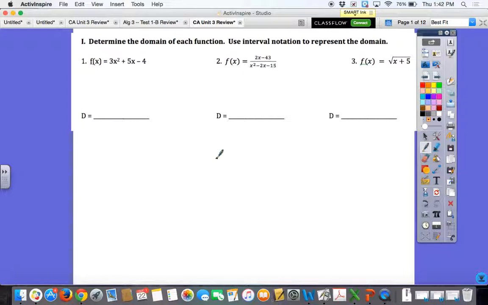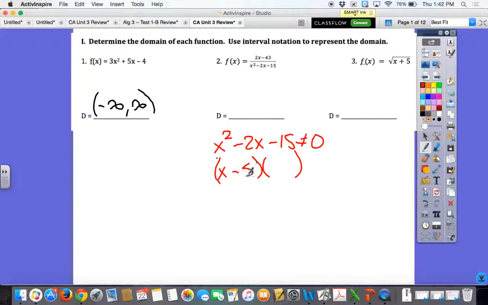Here we go. First thing is domain. Domain, if a polynomial, you should know that. Those are the easy ones. If it's rational, the denominator cannot be equal to 0. So set it not equal to 0, factor the thing out, and both factors can't be 0. So y'all should know it can't be 5, can't be -3.